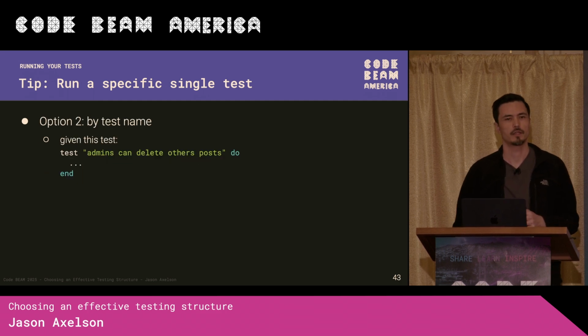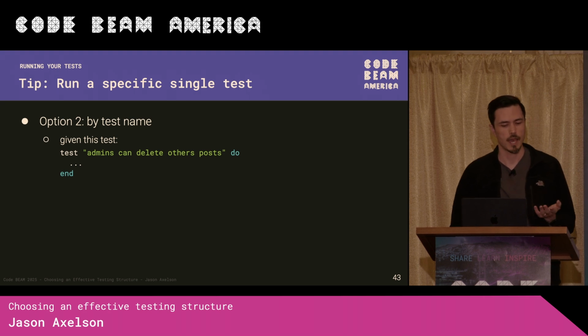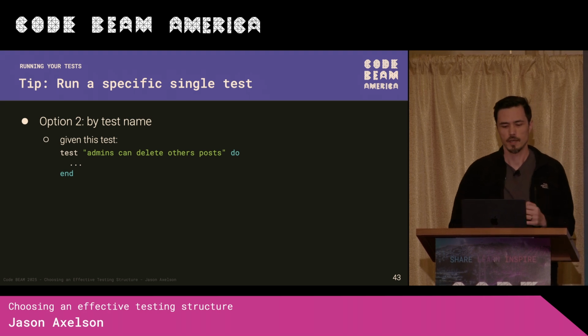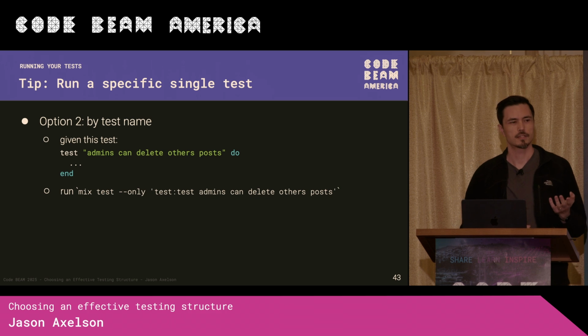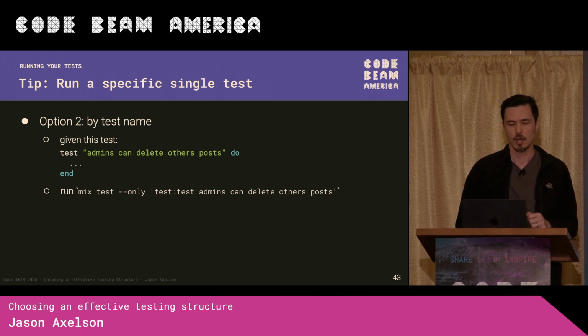But there's also another way. You can run a single test by test name. So if your test looks like this, admins can delete others' posts, then if you run mix test --only and you have test: test, admins can delete others' posts, only that single test will be rerun.